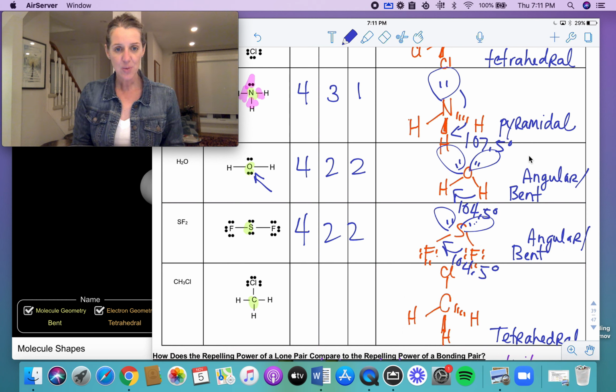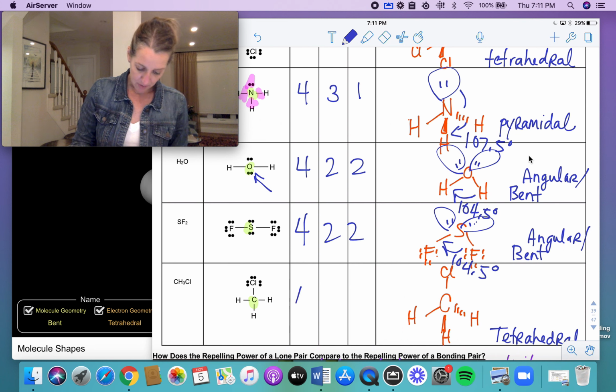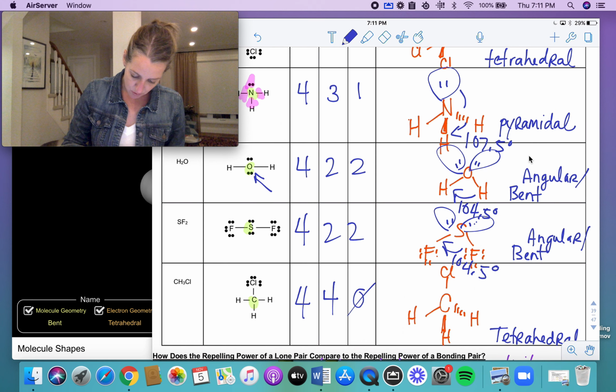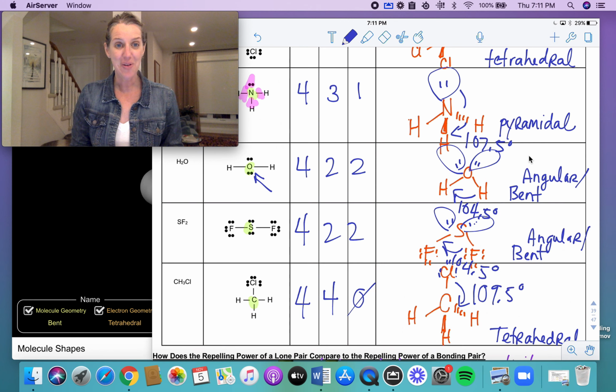Okay, next one, we've got CH3Cl. I have 4 things around carbon. I have 4 bonded pairs. I have 0 lone pairs. You can draw your lone pairs of electrons around chlorine. It's always a good idea to do that. And then, of course, we're back to our tetrahedral shape, which is 109.5 degrees. Okay, fun, isn't it?